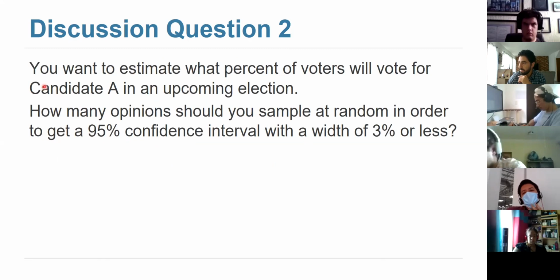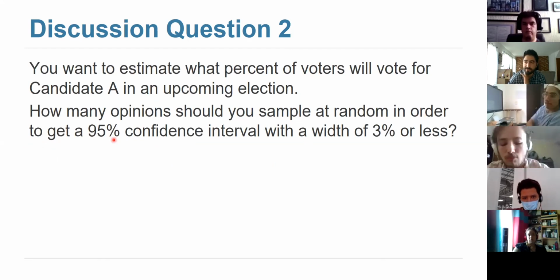So this is an election, country, whatever, cities, society. And we want to know, there are 2, for example, candidate A and B. We want to know what percent of voters will vote for candidate A. So how many opinions should you sample at random in order to get 95% confidence intervals with a width of 3% or less?